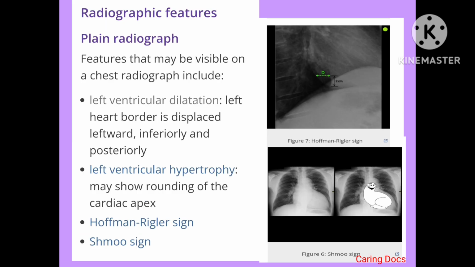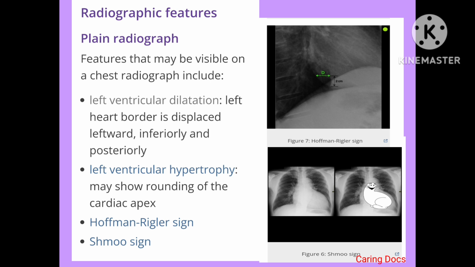Besides ECG and echo, left ventricular hypertrophy can be seen on X-rays. It will be seen in the PA view of the chest X-ray, as the left border will be displaced leftward, inferiorly and posteriorly, and there will be rounding of the cardiac apex. Two important signs can be seen in some patients, and they are the Hoffman-Rigler sign and the Schmoo sign.